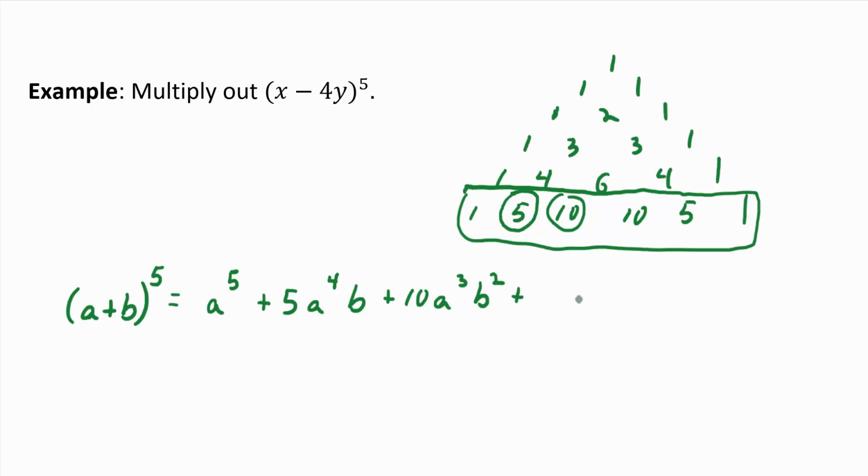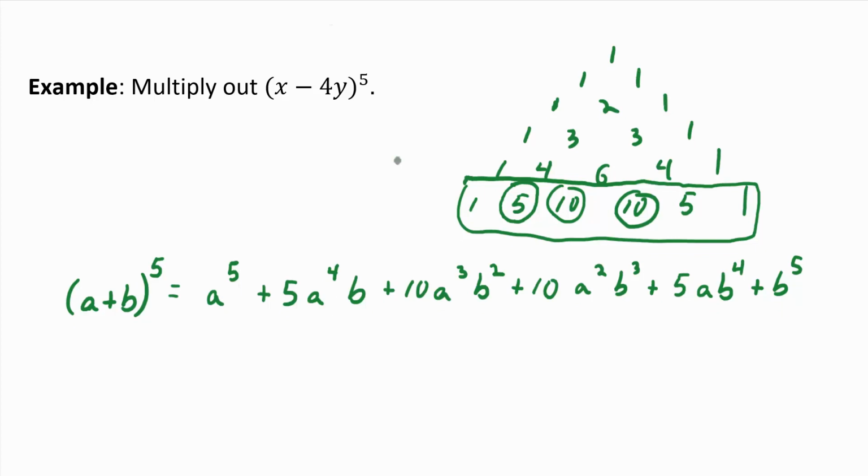What's the next one going to be? 10, right? This 10 right here. a squared, b cubed. The next one? 5ab to the fourth. The next one? It better be b to the fifth. By the way, earlier I mentioned descending powers. Well, I was referring to the descending powers of a. The powers of b are ascending, right?